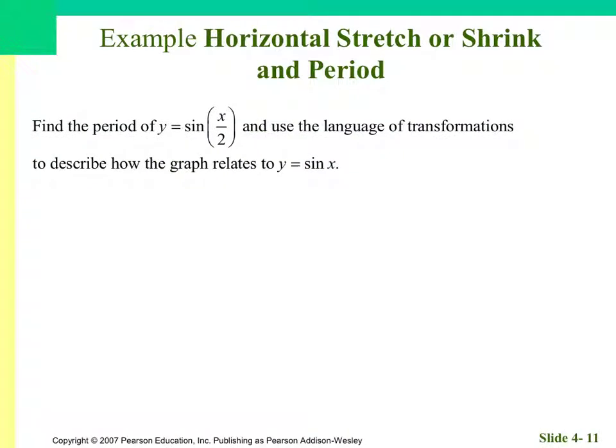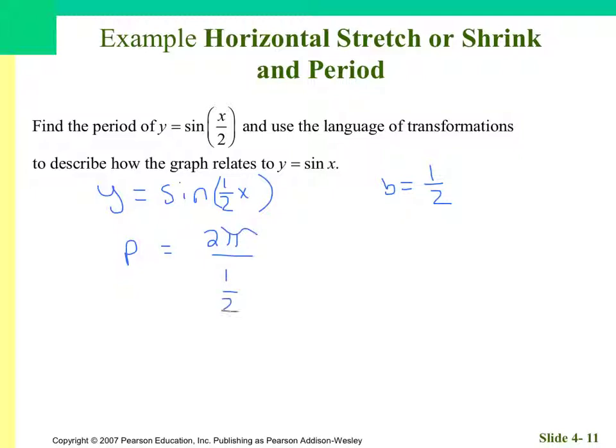Find the period of y equals sine of x over 2 and use language of transformation to describe how it relates to the basic sine. So I would rewrite this. I know that b is 1/2. So the period equals 2 pi divided by b. Well, multiply by the reciprocal. So the period is 4 pi.